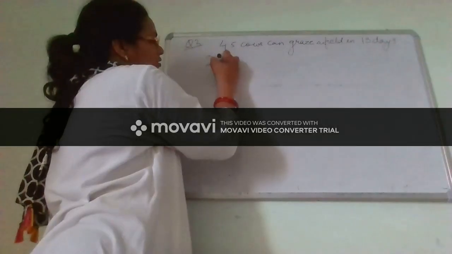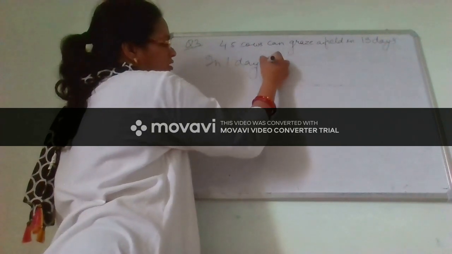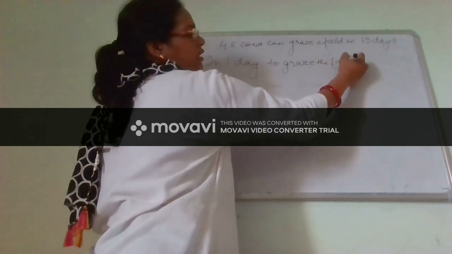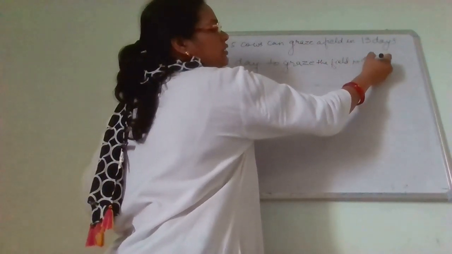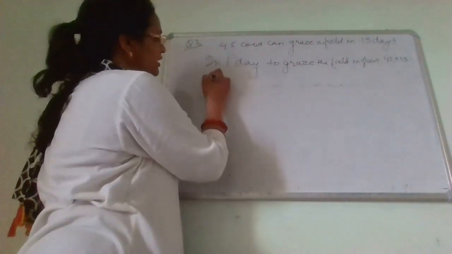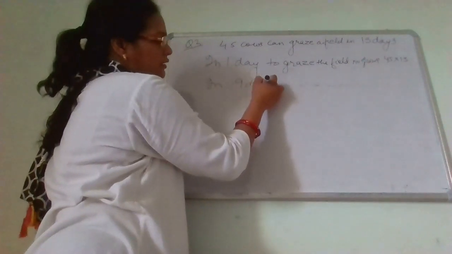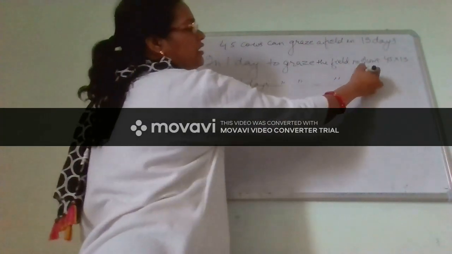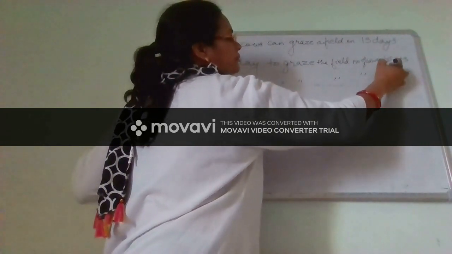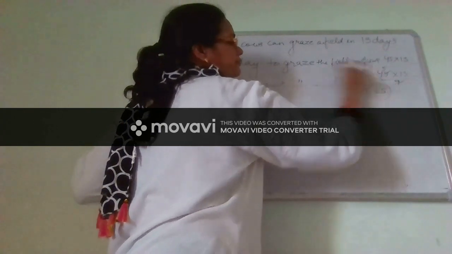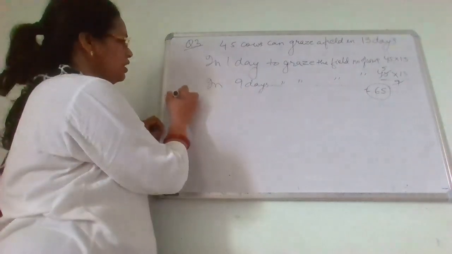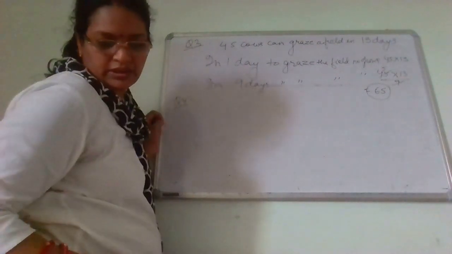So, in 1 day, to graze the field, number of cows, how much? Again multiplication. So 45 into 13. And then in 9 days, to graze the field, 45 into 13 by 9. 65. This is how we solve the question. Now, question number 4.